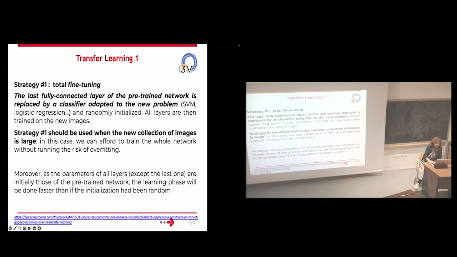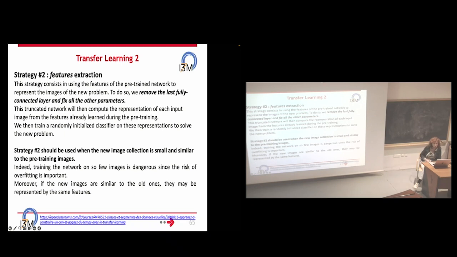Another strategy is feature extraction. This strategy is used when the new application is dealing with a small amount of data, but data very similar to the pre-trained images, so very similar to the application that led to the first neural network. In this case, you use the features of the pre-trained network, the convolution part, and you remove the classification part, the last fully connected layer, by fixing all the other parameters.